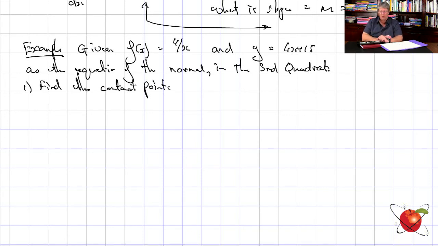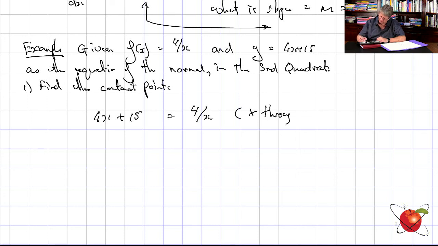Obviously, one is a hyperbola, is it not? And the other one is a straight line. So how do we find where two graphs intersect? Put them equal to each other. Therefore, I say 4x plus 15 must be equal to 4 over x. Find x. Oh dear, how do we do it? Can anyone remember? We multiply through by x, correct? So we get 4x squared plus 15x is equal to 4.